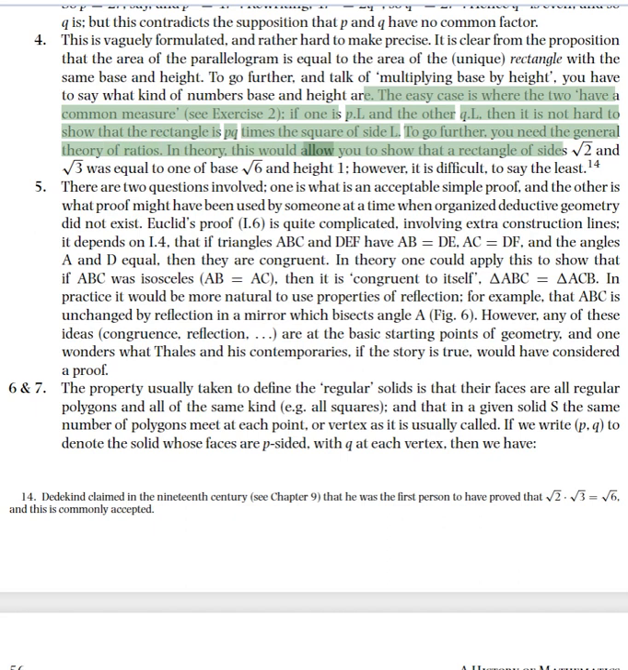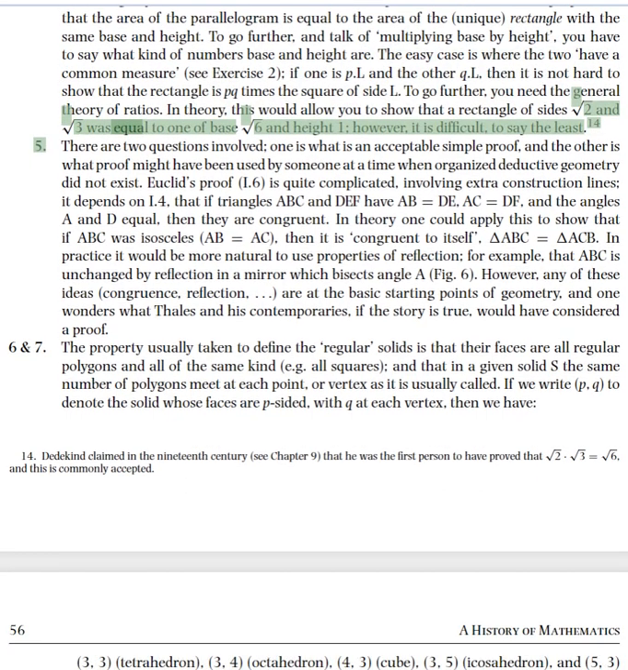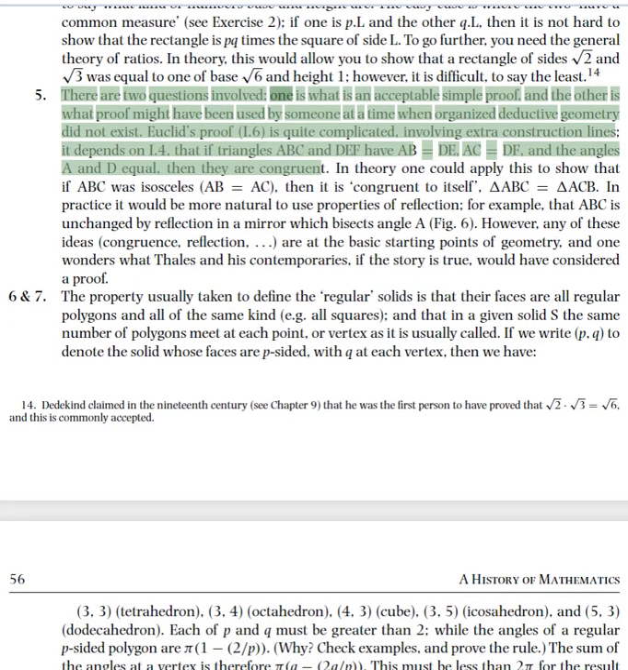In theory, this would allow you to show that a rectangle of sides 2 and 3 was equal to one of base 6 and height 1, however, it is difficult, to say the least. 5. There are two questions involved. One is what is an acceptable simple proof, and the other is what proof might have been used by someone at a time when organized deductive geometry did not exist.